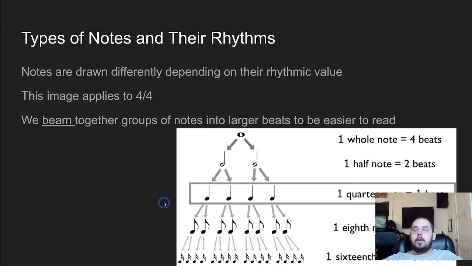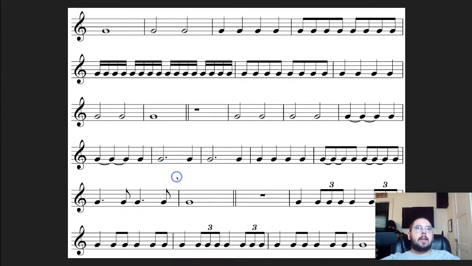We can use other ways to notate these as well. And to make life a little bit easier, we will beam together notes within a beat to make it easier to read. So I've got this graphic.